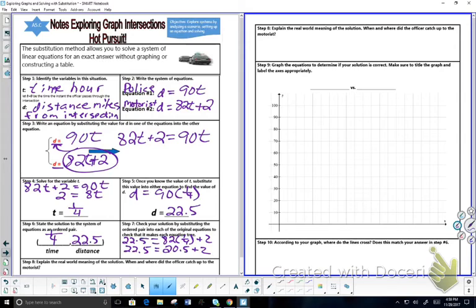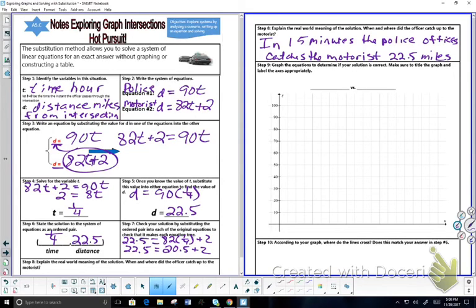Then we have to actually explain the meaning of our solution. Remember, we're going to explain in real world words. So I got in 15 minutes, the police officer catches the motorist 22.5 miles down the road. Or you could say from the intersection. Actually, it's from the intersection.